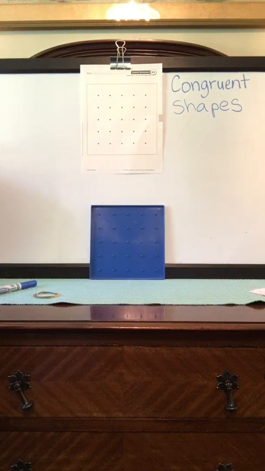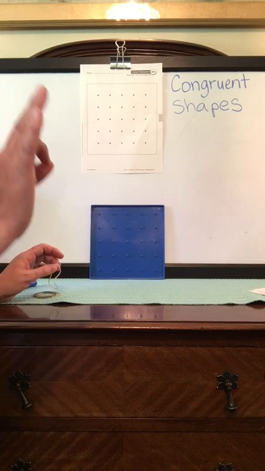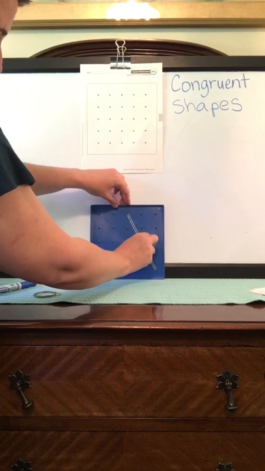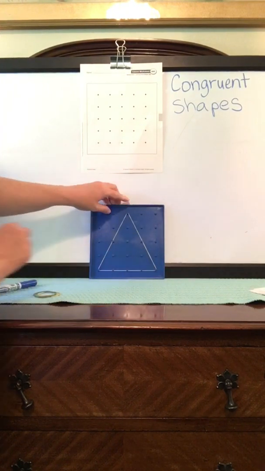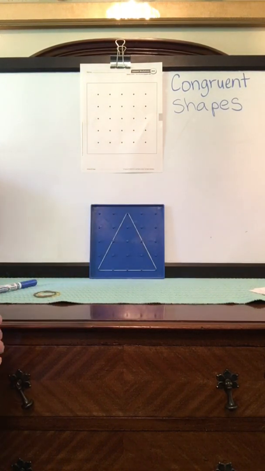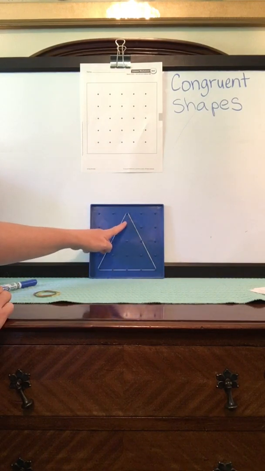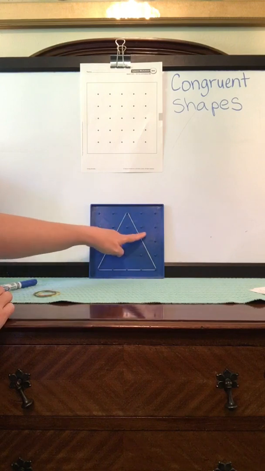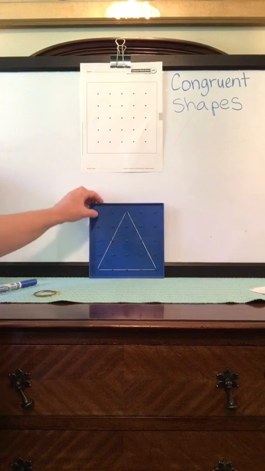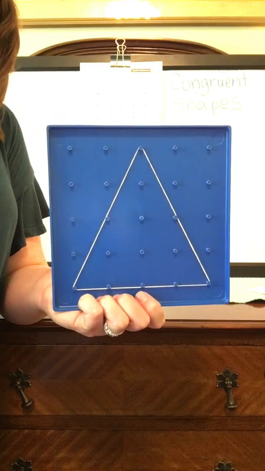So here we go. Congruent shapes are shapes that are exactly the same. I'm going to start by making one shape. Look at the shape that I just made. What shape is this? It has 3 points, 1, 2, 3, or 3 angles on the inside. And it has 3 sides, 1, 2, 3. So what shape is that? Triangle. Very good.